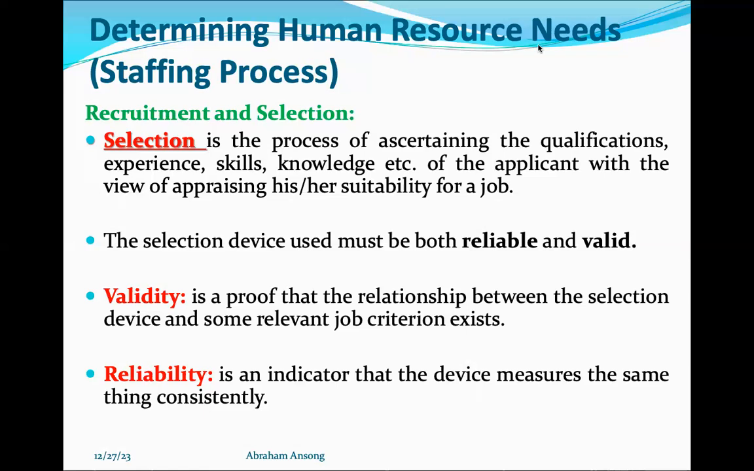So first and foremost, the device must be valid. It must have some relationship with the vacancy or the job that the person is coming to do. And secondly, the device must be reliable. Anytime that we use that particular device, we should be expecting some consistent type of results from it. So that is the element of reliability.